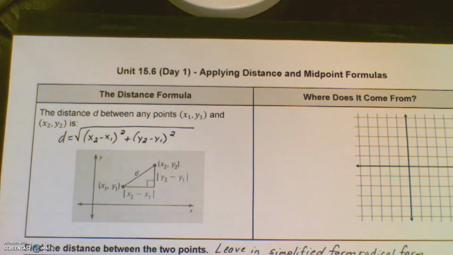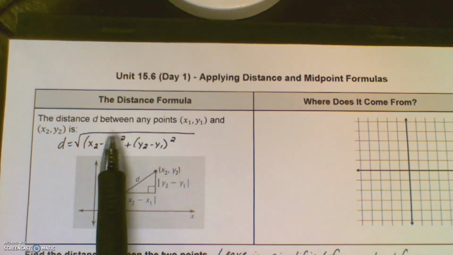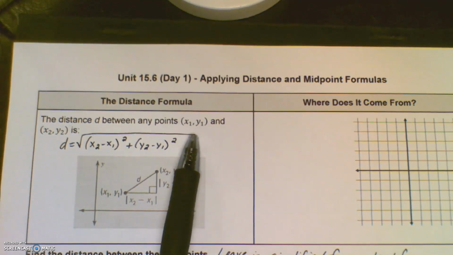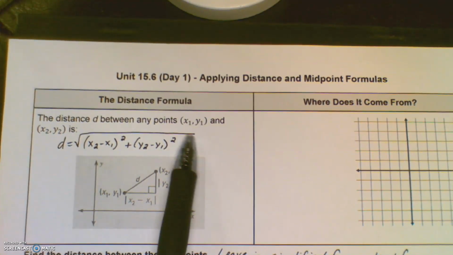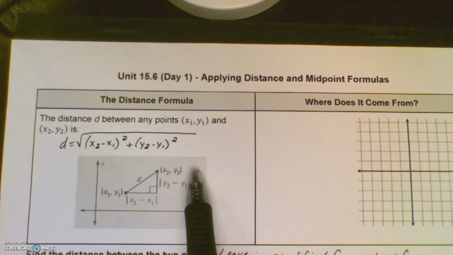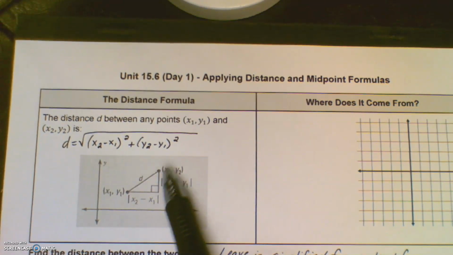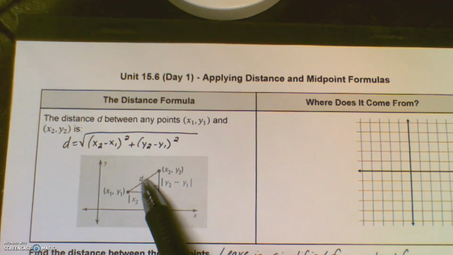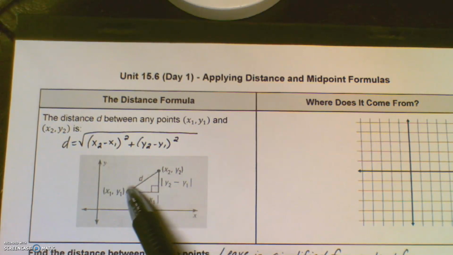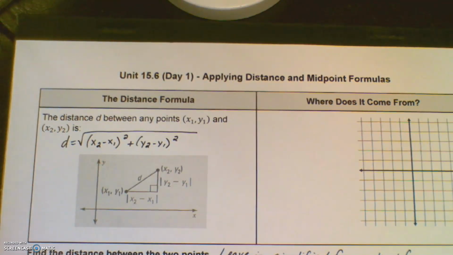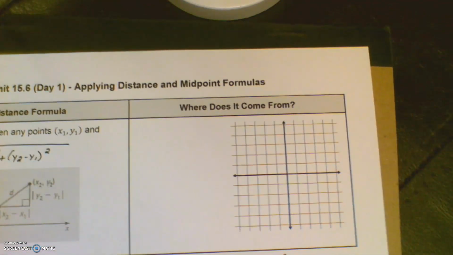Here we have the distance formula between 2 points. D stands for distance. We'll need 2 ordered pairs. This is the distance formula that we will use. Looking at this graphically, here are your 2 points. The hypotenuse of a right triangle. This is D, distance. Now where does it come from?